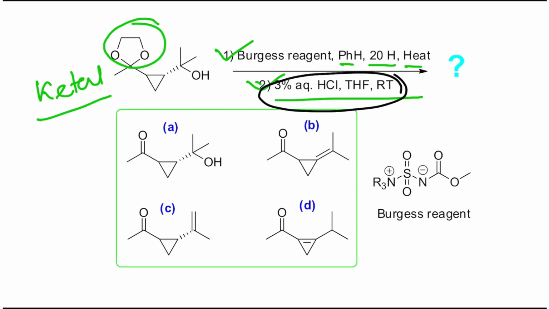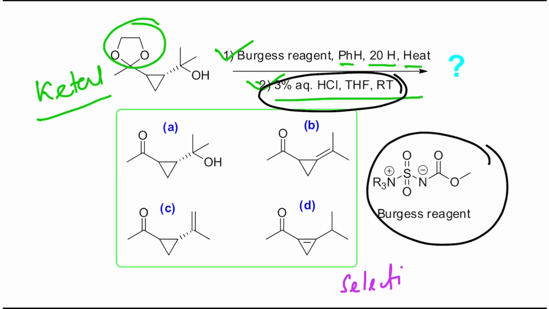Now the question: what does this Burgess reagent do? If you find this out, your life becomes easier. This Burgess reagent is actually a selective and mild dehydrating agent. So it removes water from an alcohol, and the product is an alkene. In this case the reaction is pretty mild. But what is the uniqueness of this reagent?